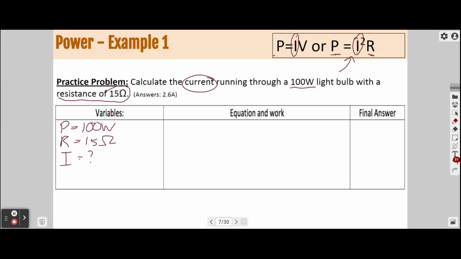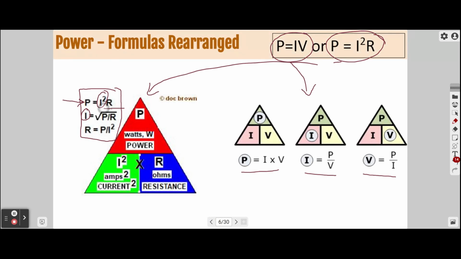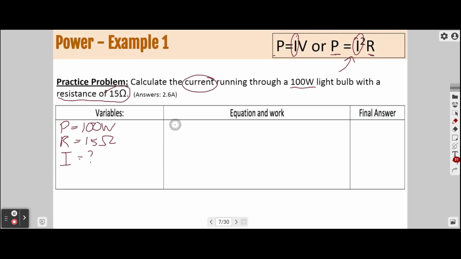So we're going to have to rearrange for I, and our rearranged formula, we can go back here if we want to see. This is our rearranged formula here. So I is equal to the square root of P divided by R. All right, so let's sub in our values. So the power is 100 watts. Our resistance is 15 ohms. So we're going to do 100 divided by 15.